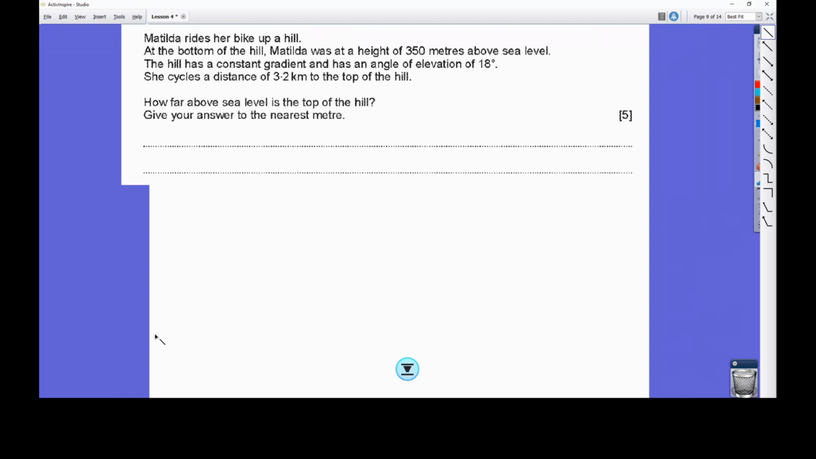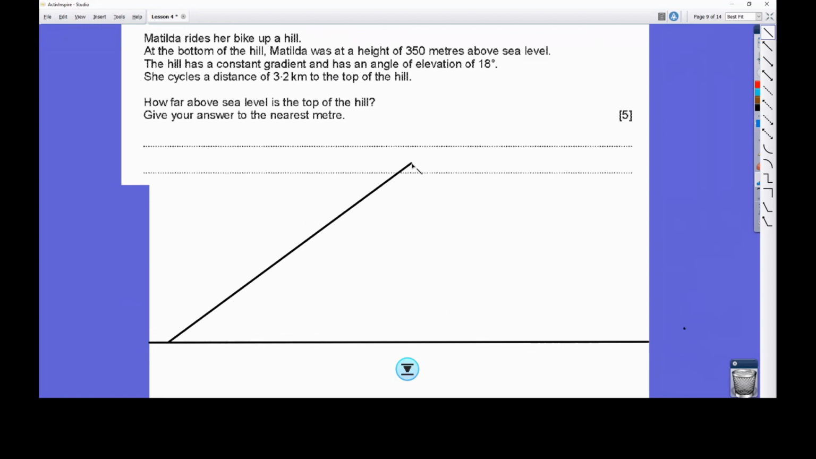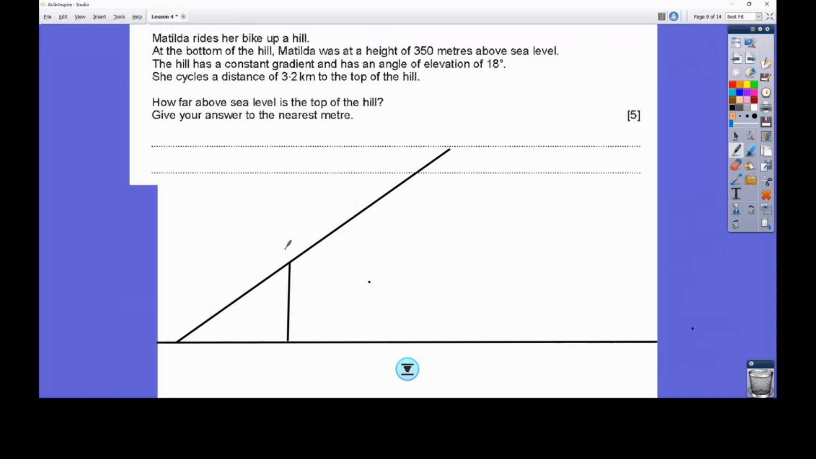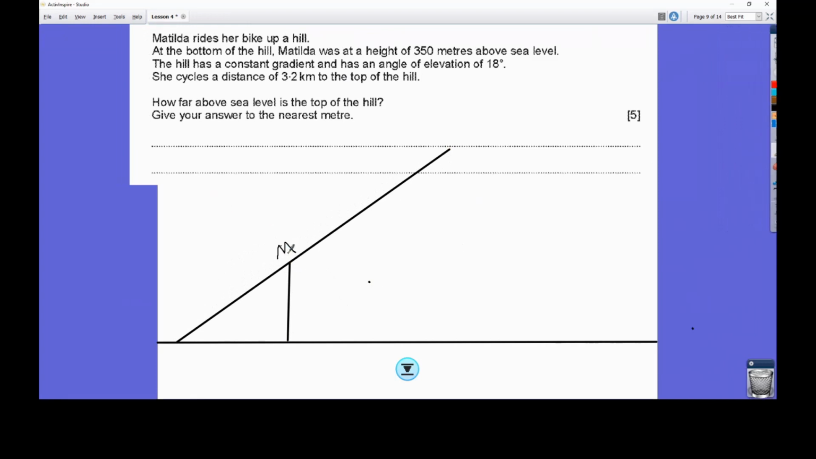So let's draw a nice picture of this situation. Let's imagine the ground is there. There we go. At the bottom of the hill, so she's riding. Let's imagine that sea level is there. So here we go. Let's imagine the hill. Let's imagine Matilda is there. I'm going to draw a really excellent drawing here for Matilda because of my artistic ability. So she starts off here. So there she is, 350 meters above sea level.